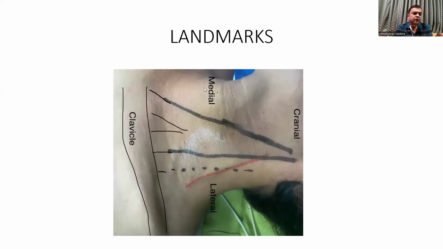So if we look at the landmarks first, we have to draw the landmarks. The first important landmark is we have to draw the sternocleidomastoid, both heads. This is the sternal head of the sternocleidomastoid and this is the clavicular head of the sternocleidomastoid.